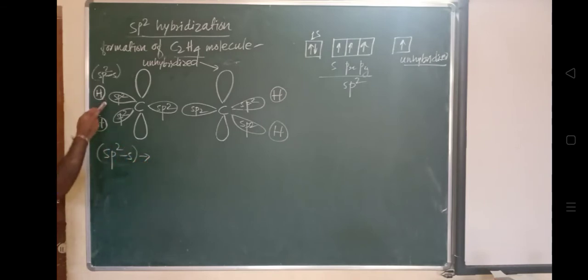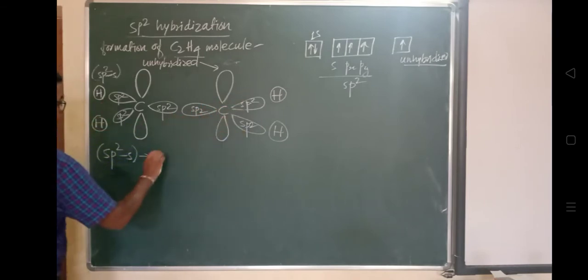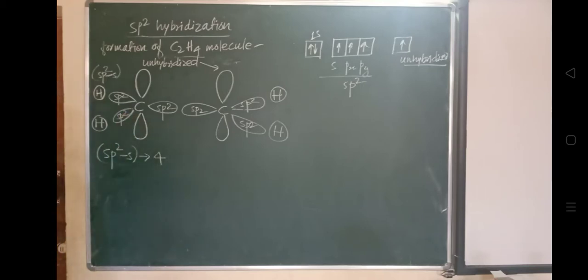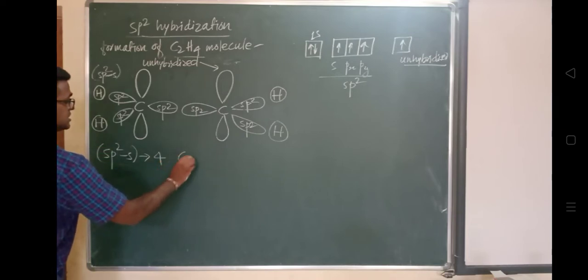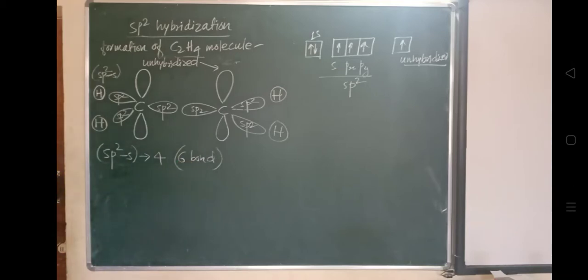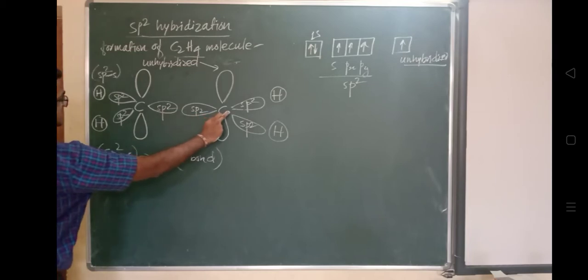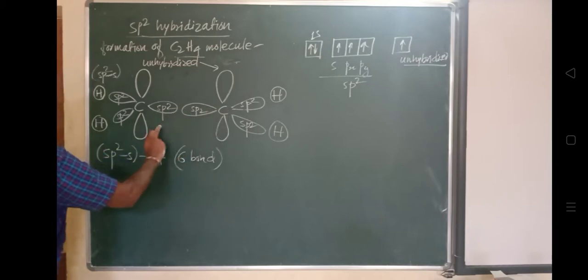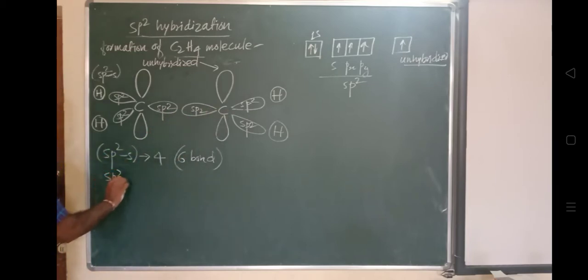If you like, I can write it here. This is between carbon and hydrogen atom, and this is between carbon and carbon atom. For your understanding I am writing this. So one sp2 bond will be formed, and that bond is a sigma bond. So there will be a total of 5 sigma bonds formed in C2H4.